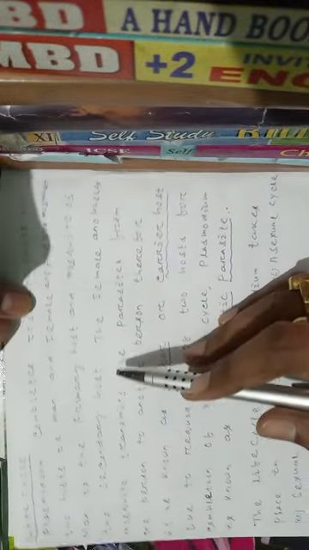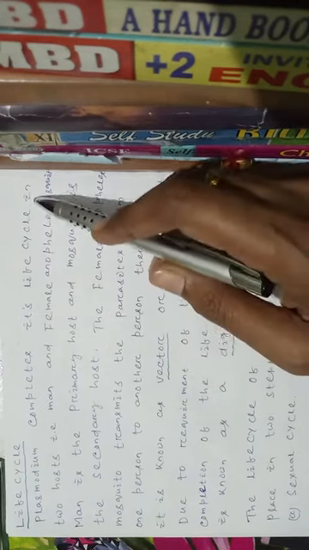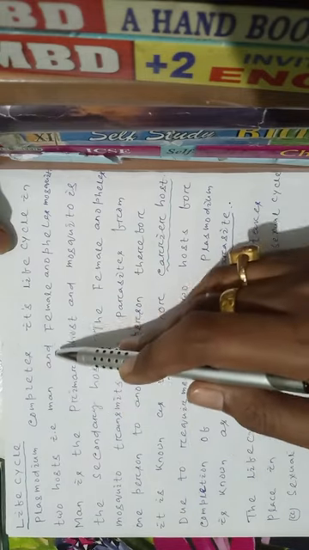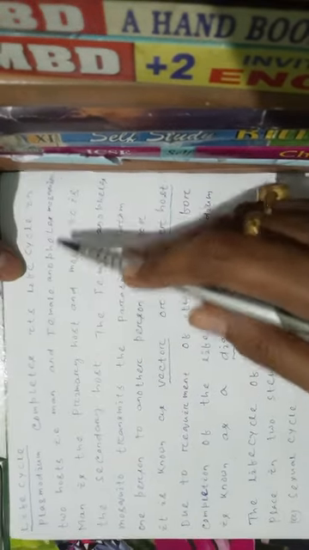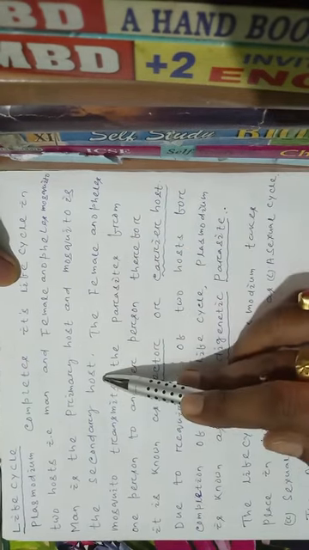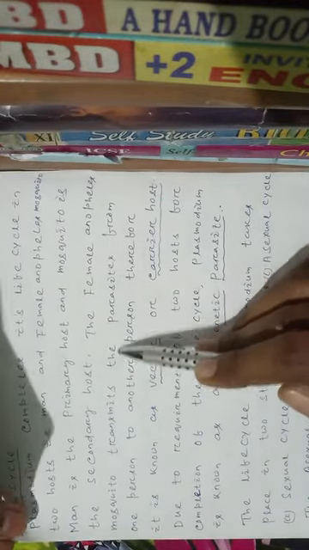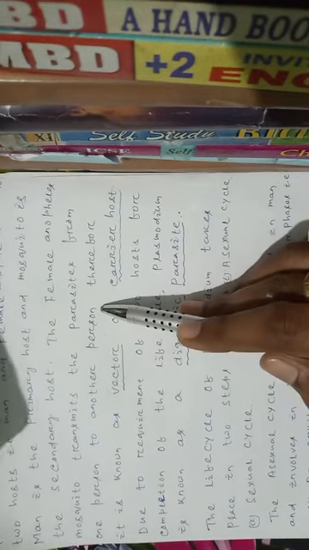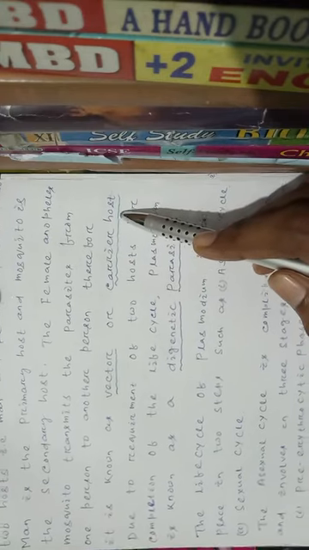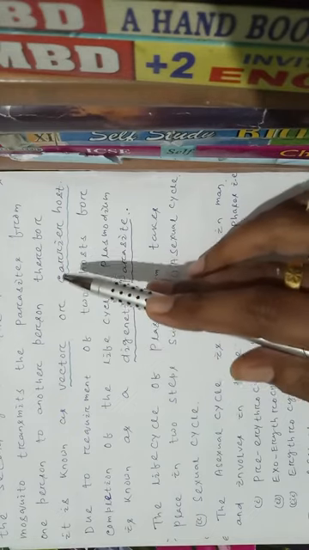Life cycle of the malarial parasite, Plasmodium vivax. Plasmodium completes its life cycle in two hosts: one host is man and the other is the female Anopheles mosquito. Man is the primary host and the Anopheles mosquito is the secondary host. The female Anopheles mosquito transmits the parasites from one person to another. Therefore, it is known as the vector or carrier host, because it carries this parasite.